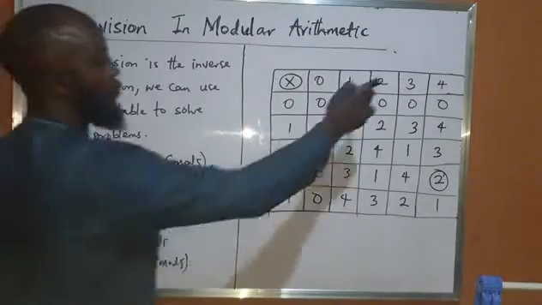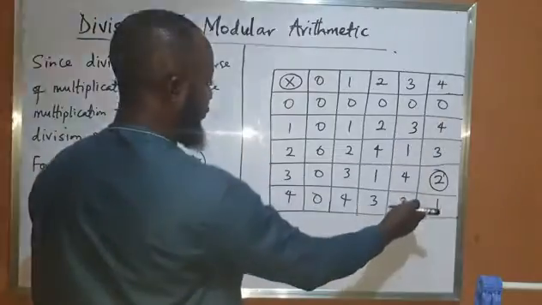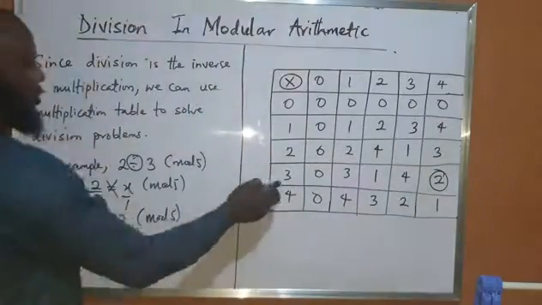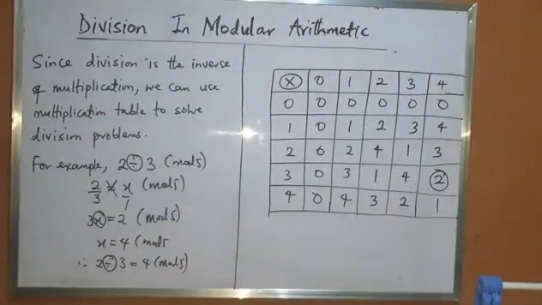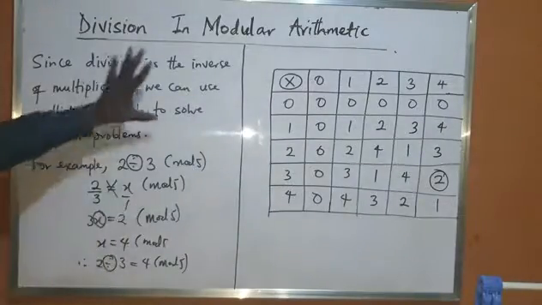And if we look at column 2, we just trace where we have 2. You can see we have 2 here, and that's under 4, the same thing. So that is what we want to learn in this video: how we can divide.